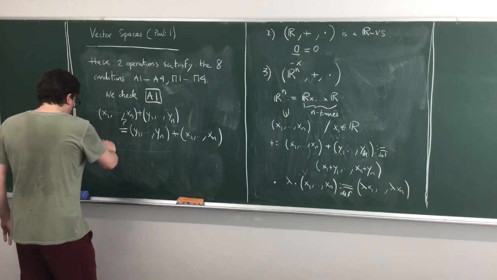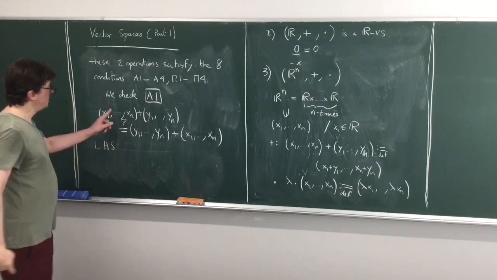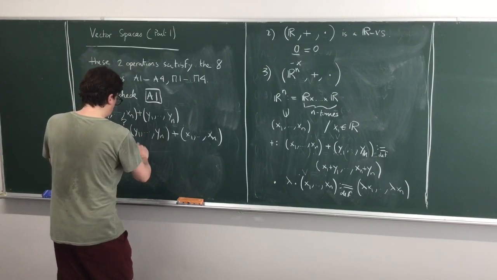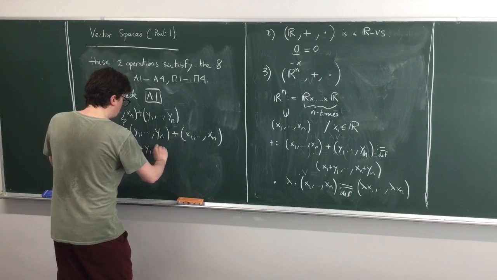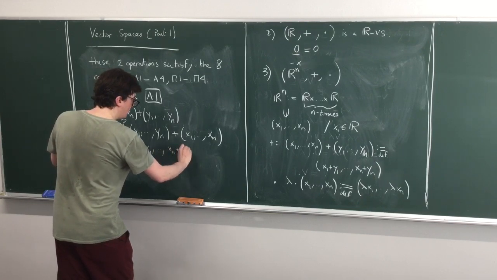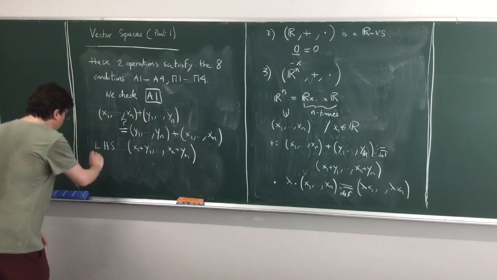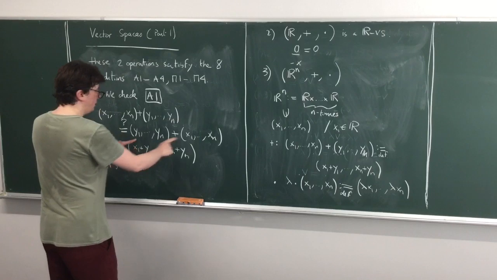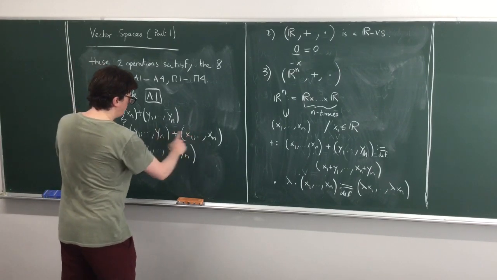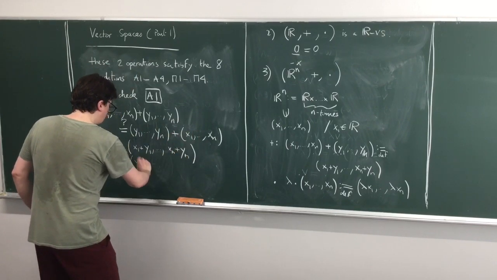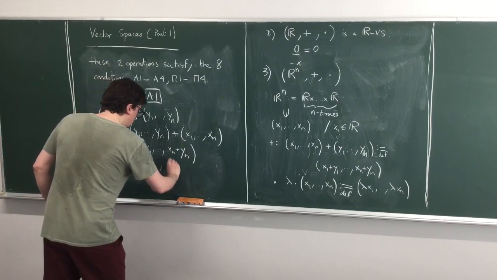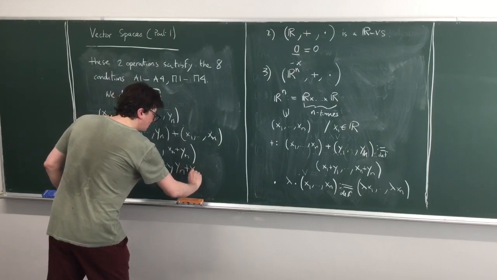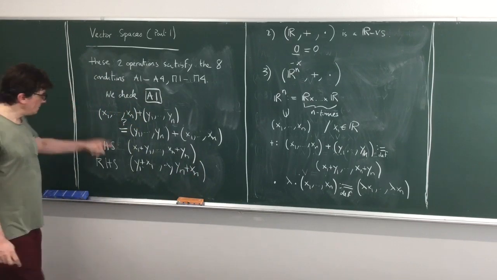So the left-hand side, what will it be? I add component-wise, so it will be x1 plus y1, and so on, up to xn plus yn, as you can see. But the right-hand side, what is it? Again, I add component-wise, so it will be y1 plus x1, and so on, up to yn plus xn. Okay, this is by definition.